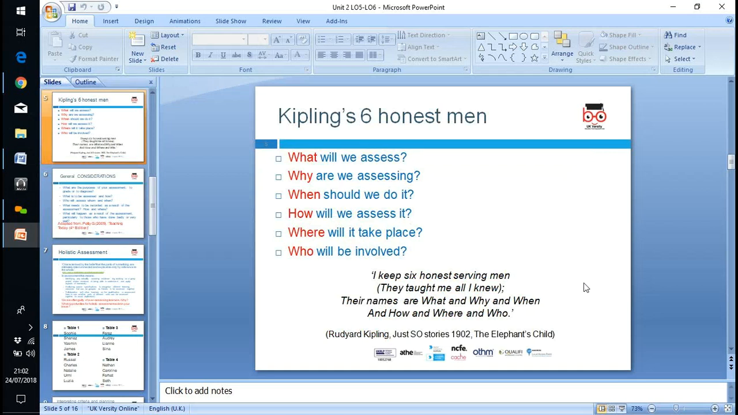Rudyard Kipling: I keep six honest serving men, they taught me all I knew. Their names are What and Why and When and How and Where and Who. That actually rattles all the way through the assessment process. It's almost like a mantra.